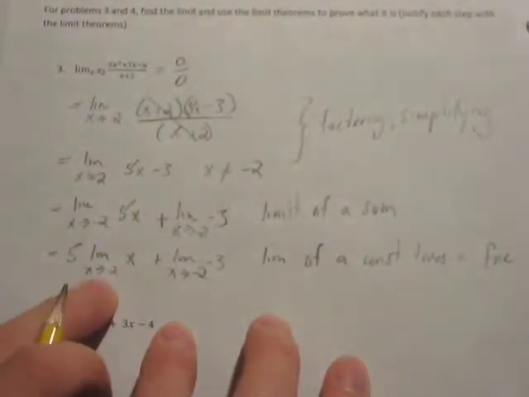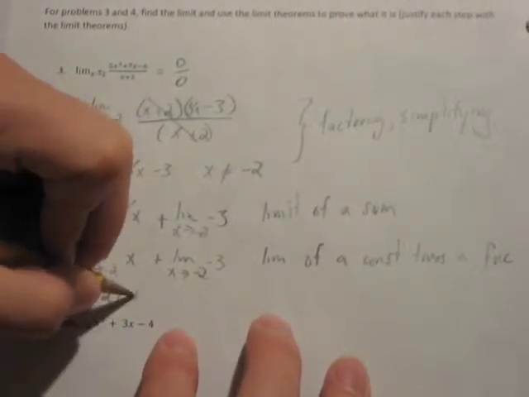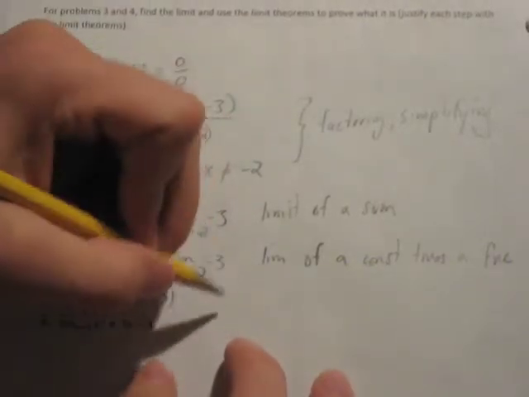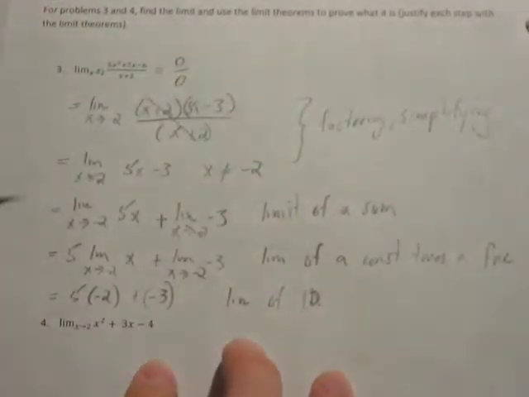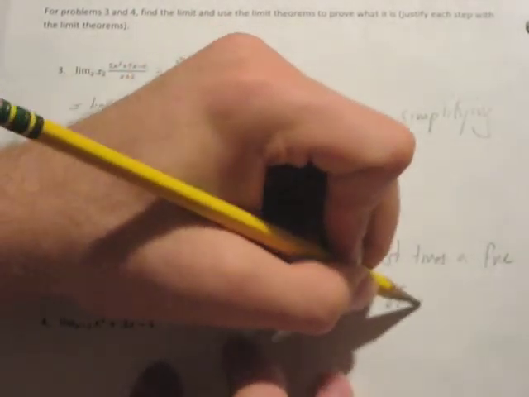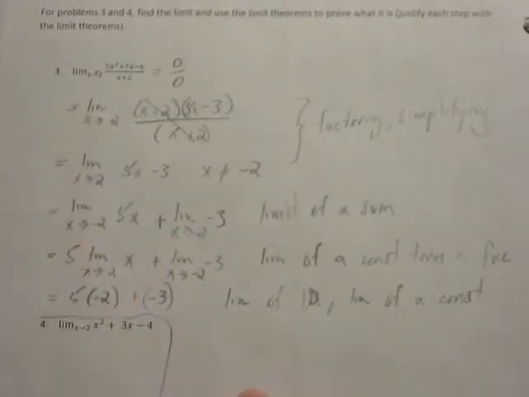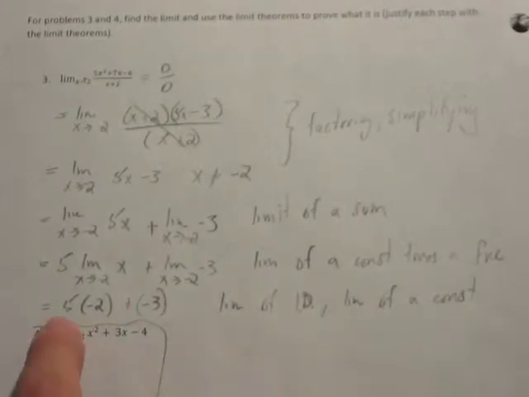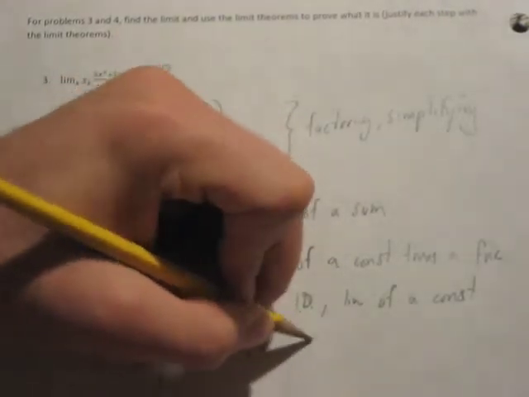Now the limit of x as x approaches negative 2 is negative 2, so this becomes 5 times negative 2 plus negative 3. Right? And I used two properties there, limit of identity, and I'm just going to leave it ID, and limit of a constant. Okay? And I'm running out of space here. Can you see? Yes, you can. So I'm going to go down here a little bit, but 5 times negative 2 is negative 10, plus negative 3 is negative 13. And that's just a simplification.